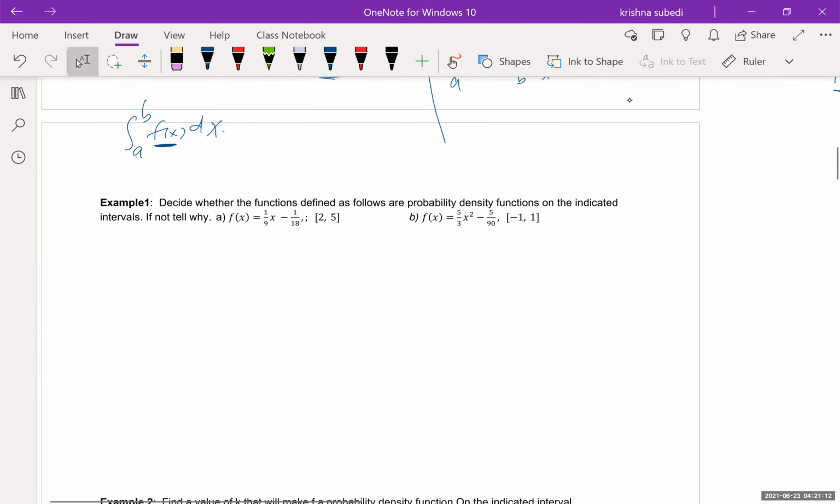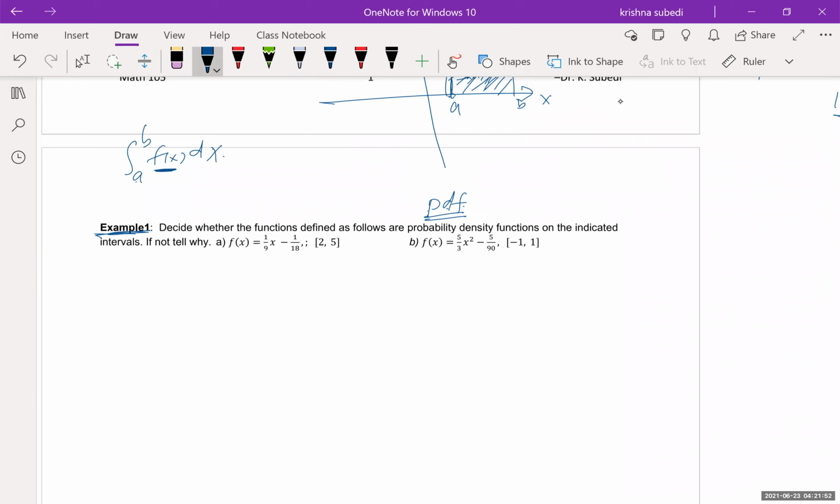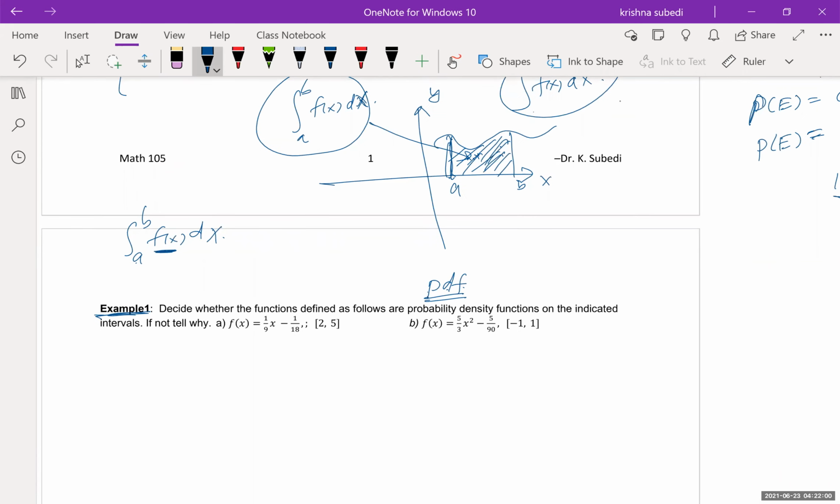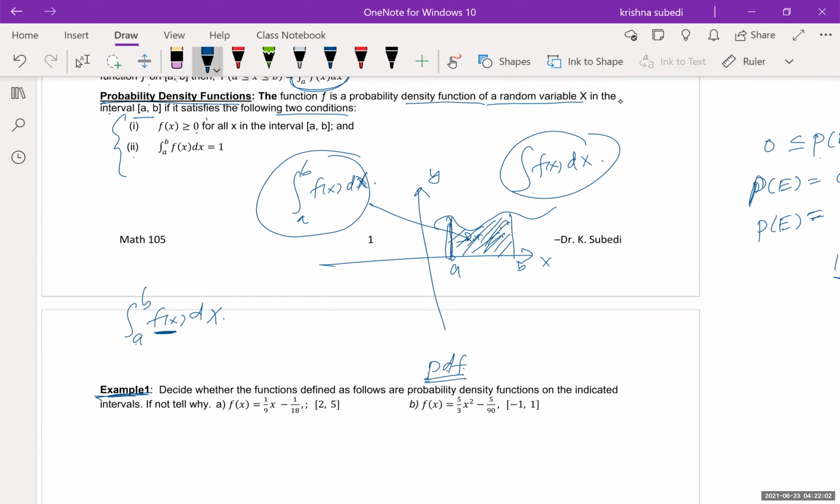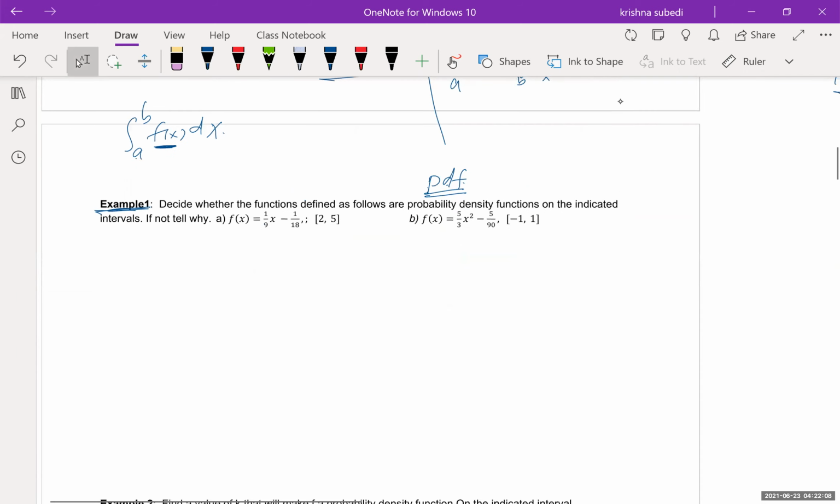Now, example 1. Decide whether the functions defined as follows are probability density functions, PDF. In example 1, we need to decide whether the given functions are actually probability density functions or not in the given interval. Notice that a function is a PDF if it satisfies these two conditions. Okay, that's the definition. Now, let's look at part A.